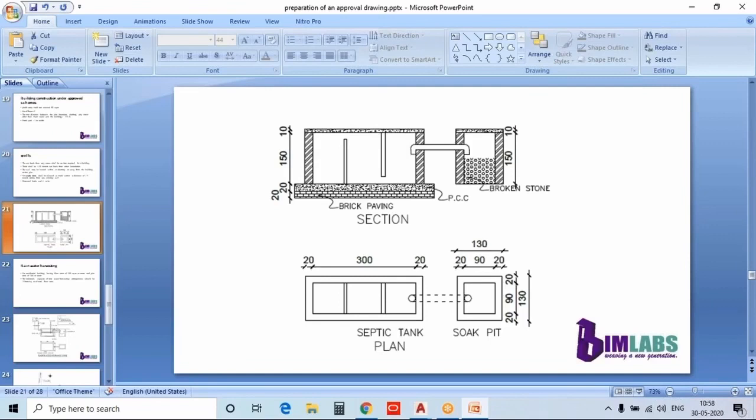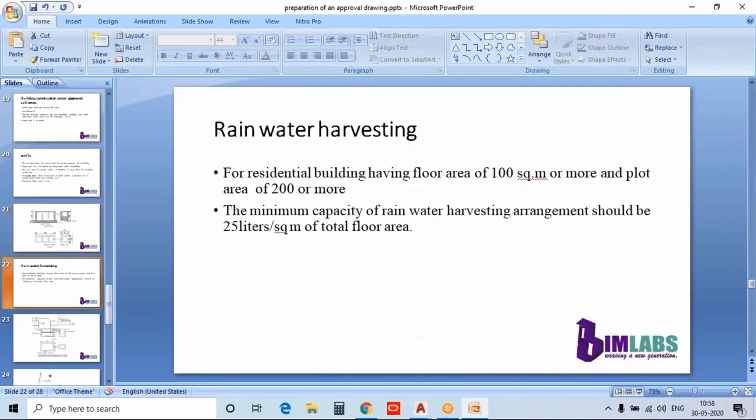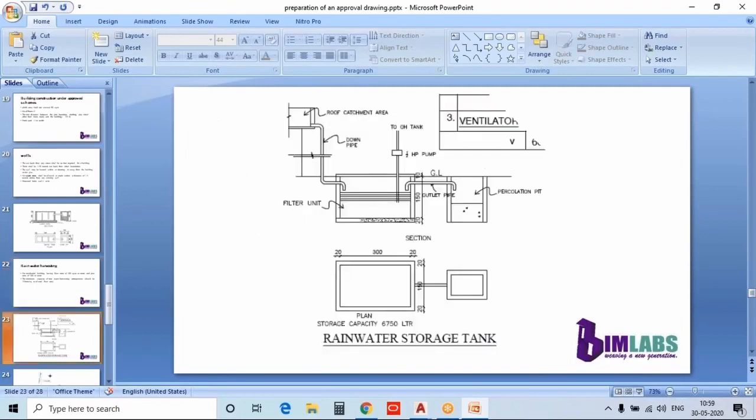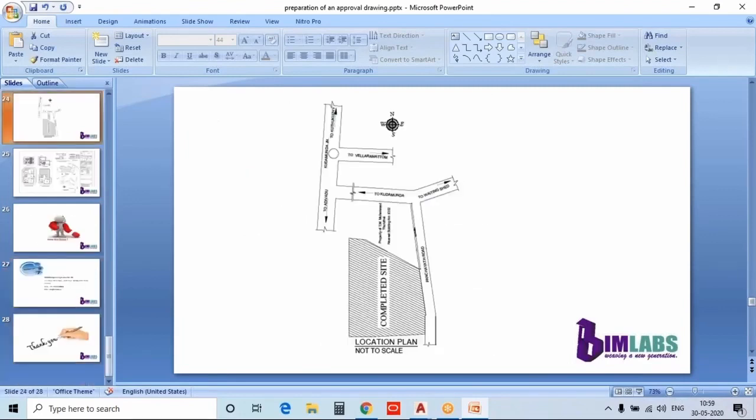Then next here you can see a plan of septic tank and soak pit. You have to draw the plan and section of the septic tank and soak pit. Then you have to make a rainwater harvesting storage system, and you have to calculate the minimum capacity of rainwater harvesting by multiplying the total floor area by 25. That is, the total floor area should be in square meters, and you have to multiply that with 25 liters per square meter. Then you will get the capacity of rainwater in liters. Then here you can see a sample of a rainwater storage tank.